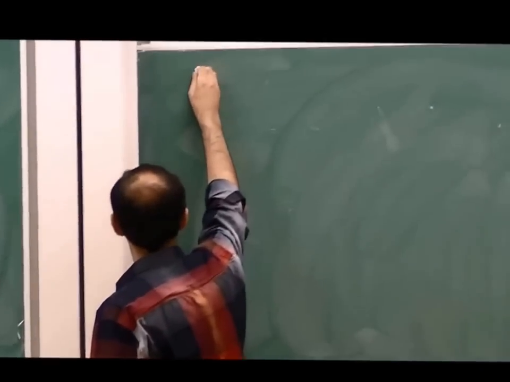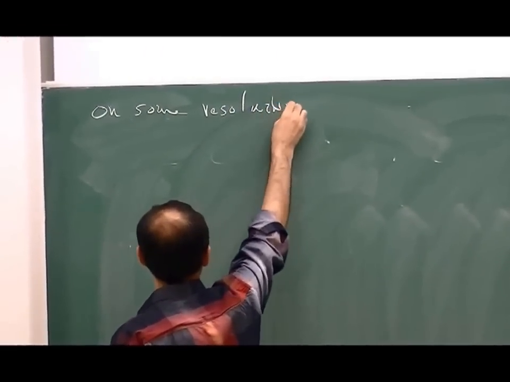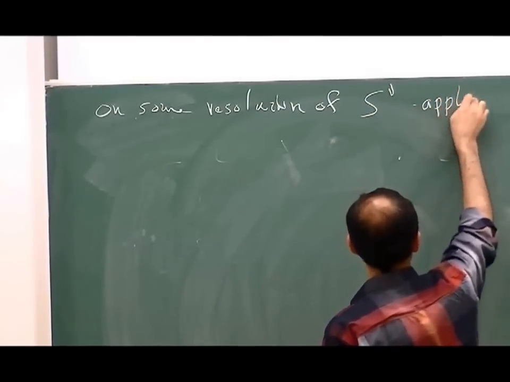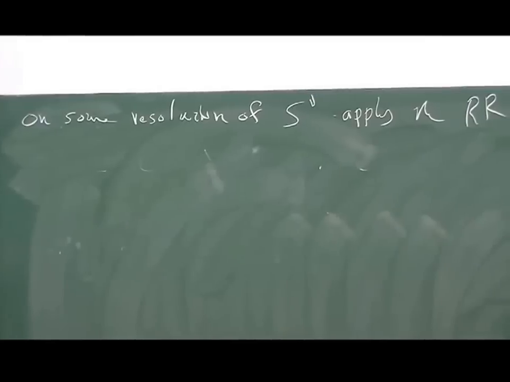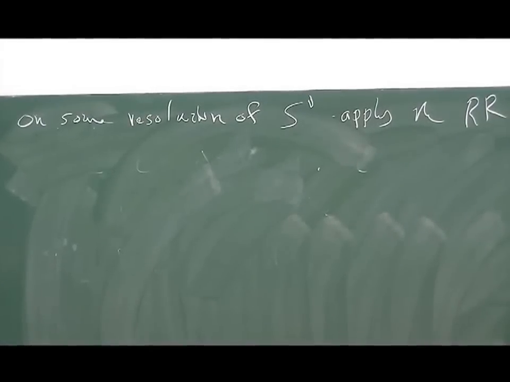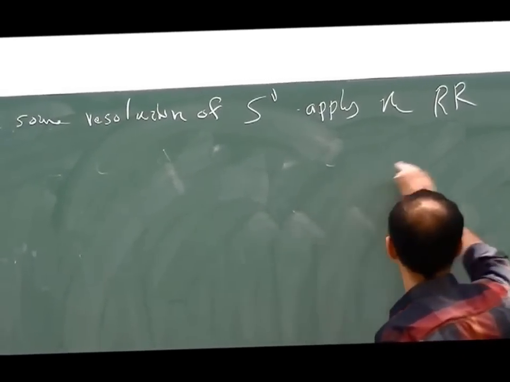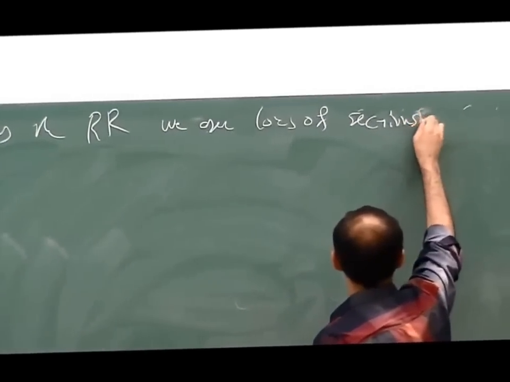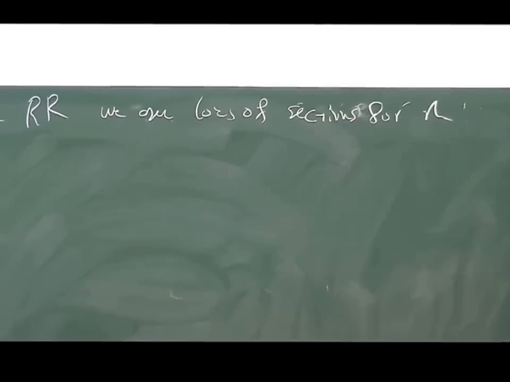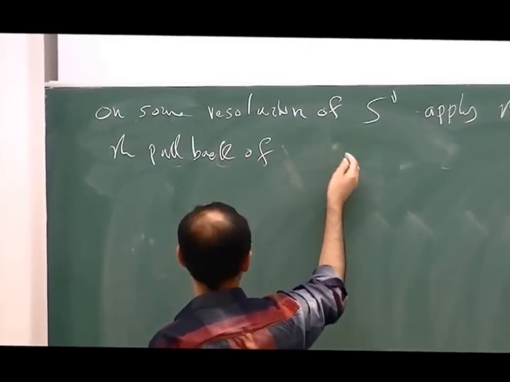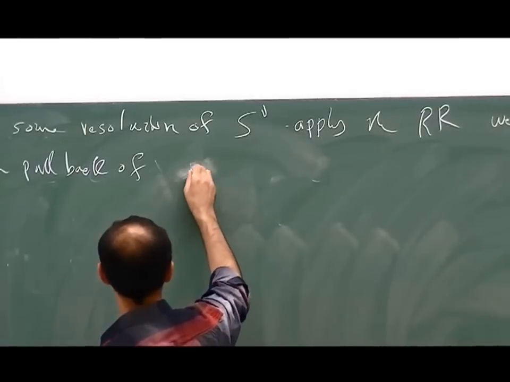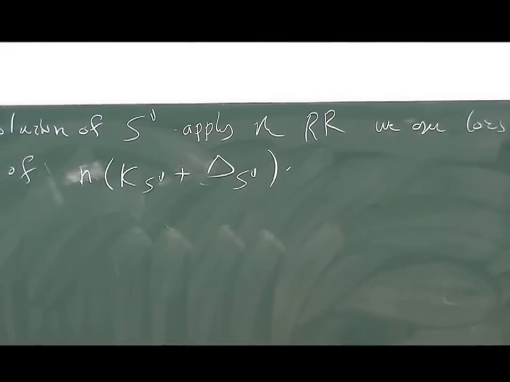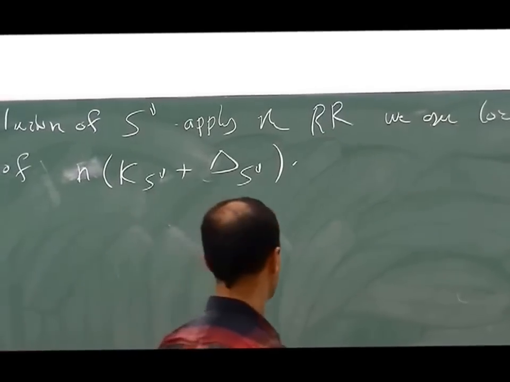And if you go to some resolution of this S, of this normalization, and if you apply the Riemann-Roch theorem, because this delta is already effective and contained as a divisor, you get a lot of sections for the pullback of maybe some large multiple, let's say n times K plus delta. So you will get a lot of sections. You know already the numerical dimension is 1, and it is an easy exercise to see that the divisor has to be some number.